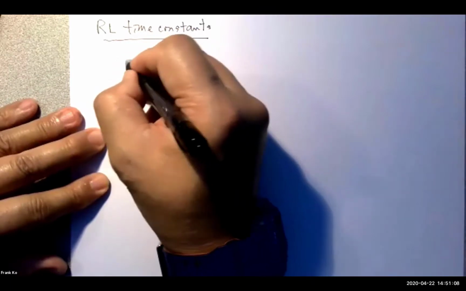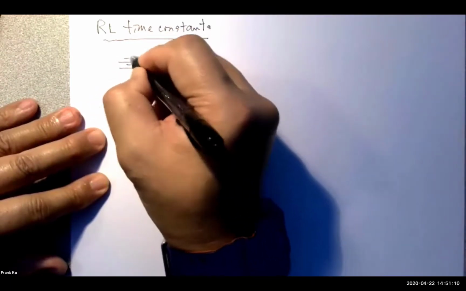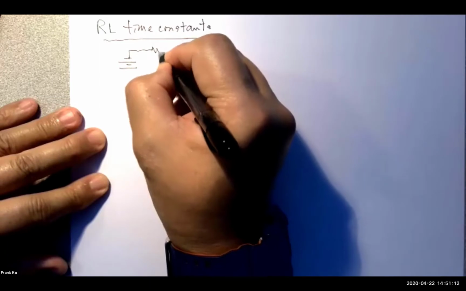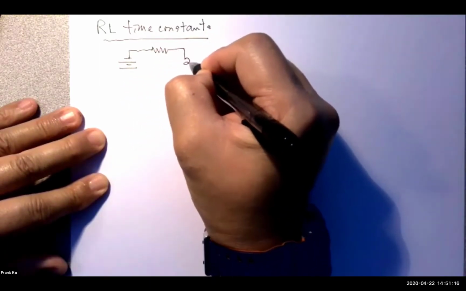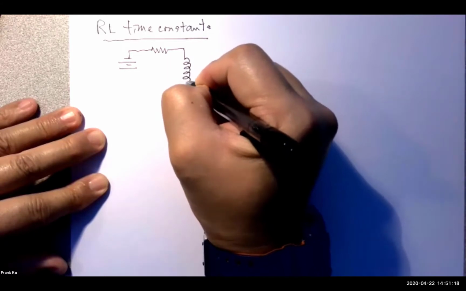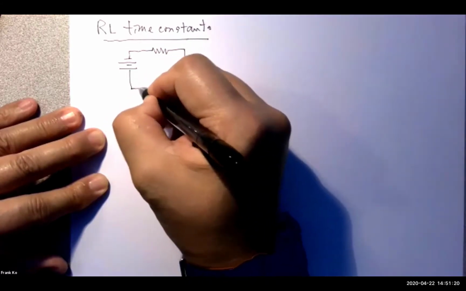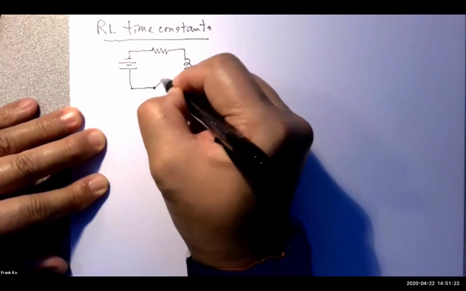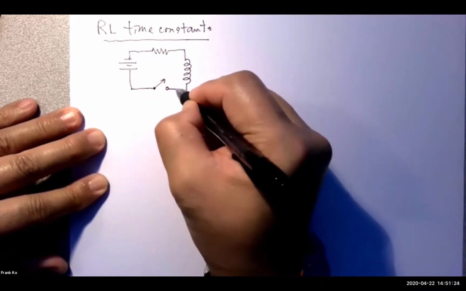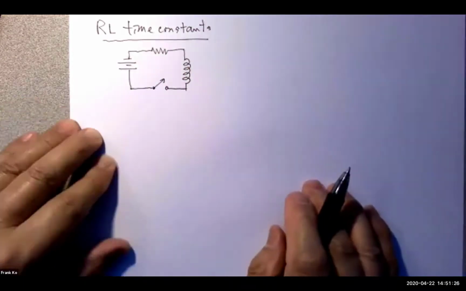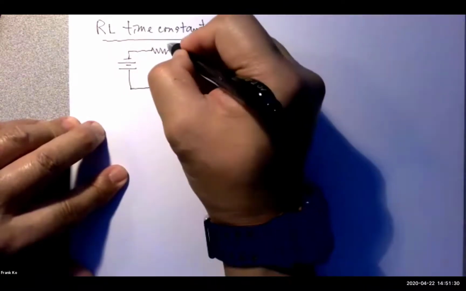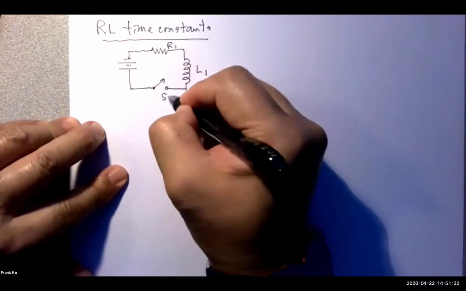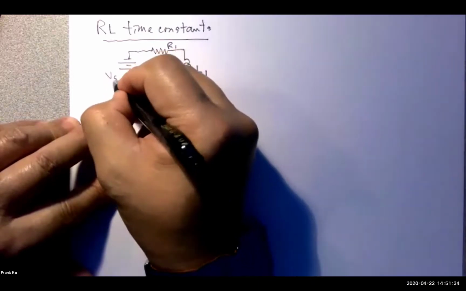I will have here, let's say, a voltage source. I will have a resistor. I will have a coil. That's a symbol for an inductor. I will have a switch, like so. And so this will be L1, this will be R1, this will be S1, and this will be VS.